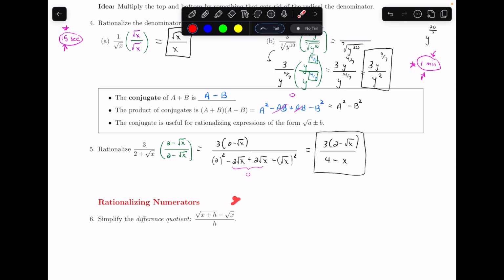Okay, this last example here, rationalizing a numerator, we'll practice this together in class. I'd encourage you to pause the video even now to try that on your own. It's a good way to see how well you understand it, but we'll bring it back together in class to go over this.